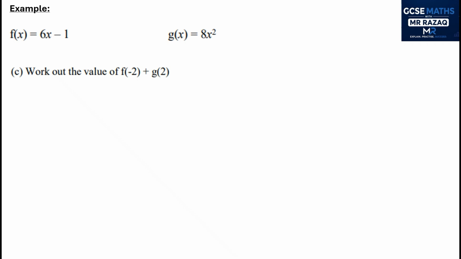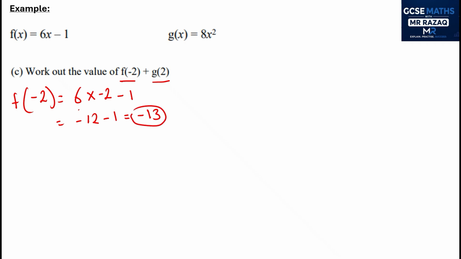This is a bit more complicated example. So let's look at this example now. In this case, we have to work out f of minus 2 first. Then we have to work out g of 2 and then add them up. So f of minus 2 is equal to 6 times minus 2 and then minus 1. 6 times minus 2 is equal to minus 12 and then minus 1, which is equal to minus 13.